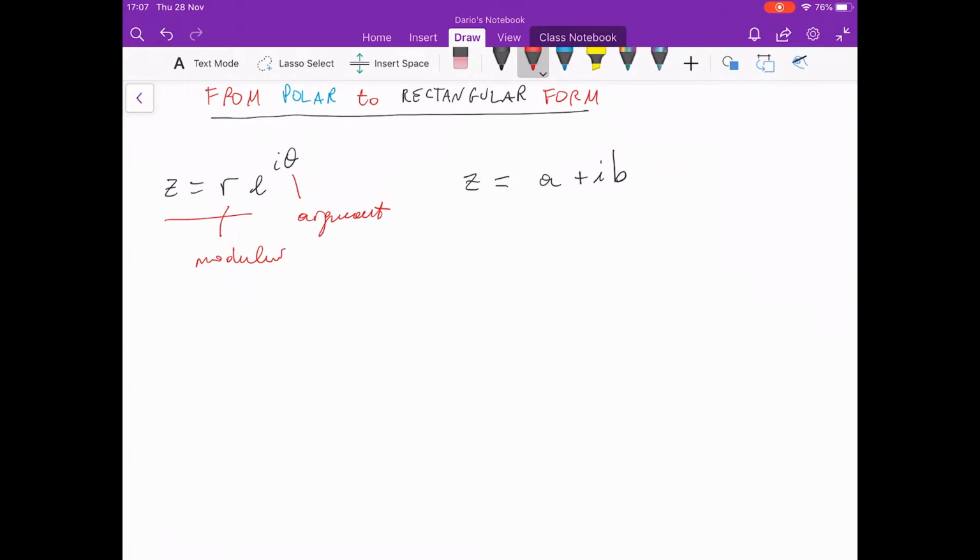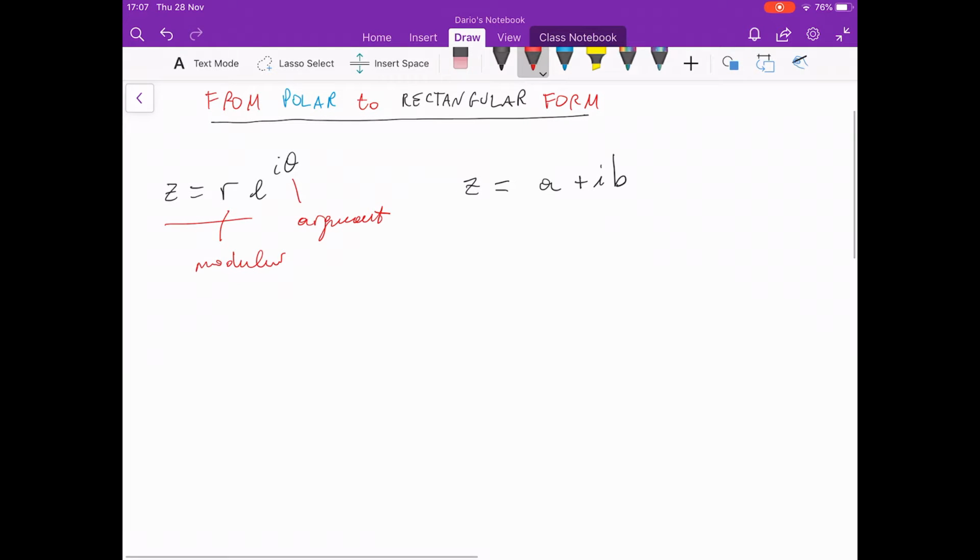The rectangular form, which is the one that we want to be able to write our number into, looks like the one on the right hand side here, which is a + ib. So the same number can be expressed as a + ib, where a is called the real part of z, and b is the imaginary part of the complex number z.